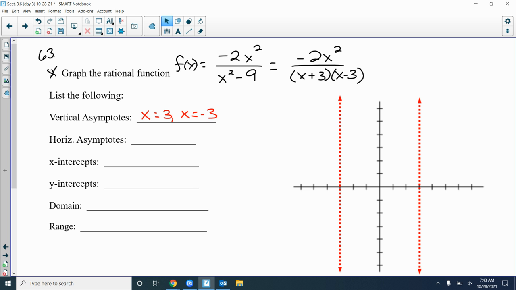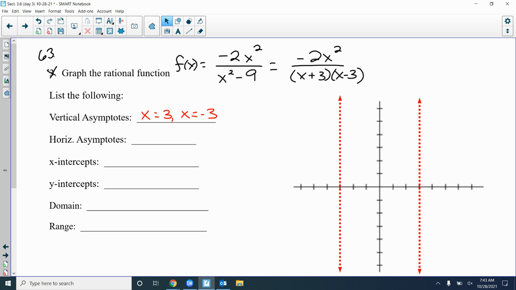All right, horizontal asymptote. To me, this is the one most missed. Nathan, what do you think it is? I put none. Is it 0? Brooklyn? I put 0. You put 0.